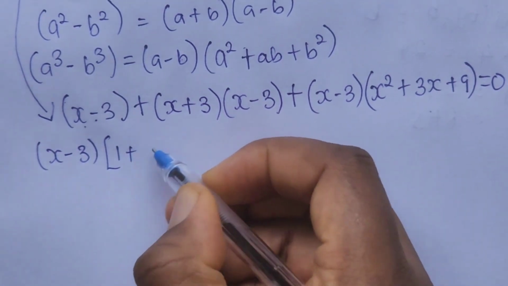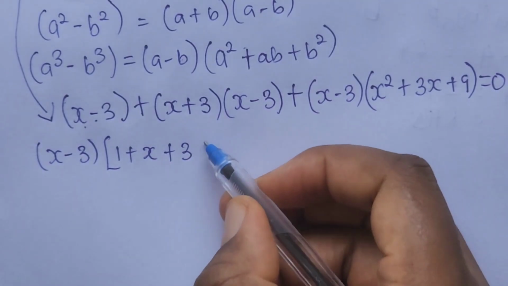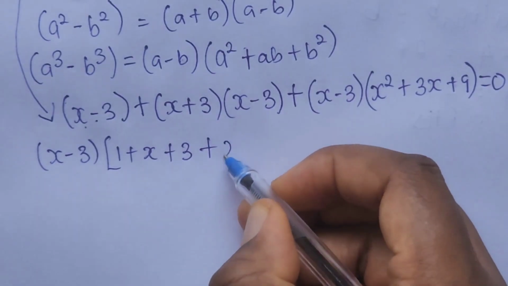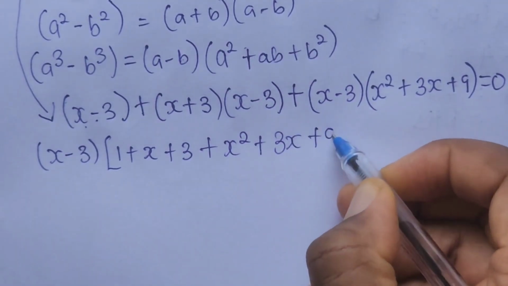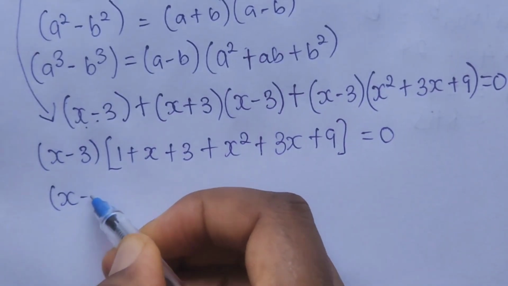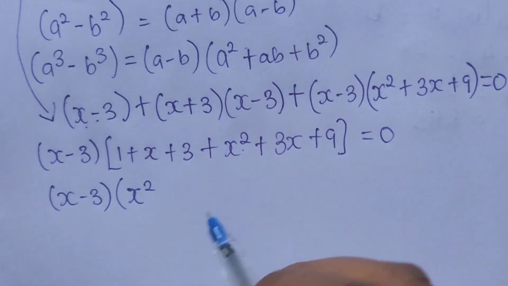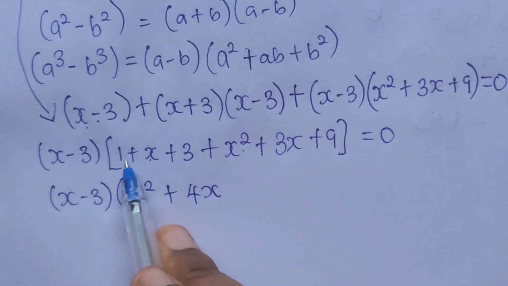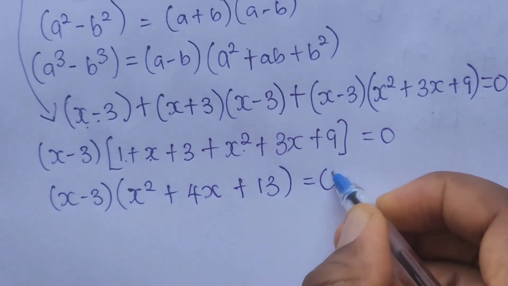to have x minus 3 times 1 plus x plus 3 plus x squared plus 3x plus 9 equal to 0. So we have x minus 3, we have x squared, we have x plus 3x, which is 4x, and we have 1 plus 3 plus 9, which is 13, and this is equal to 0.